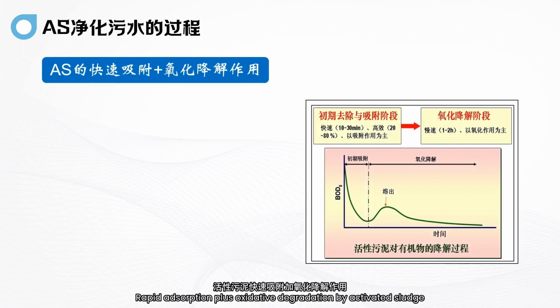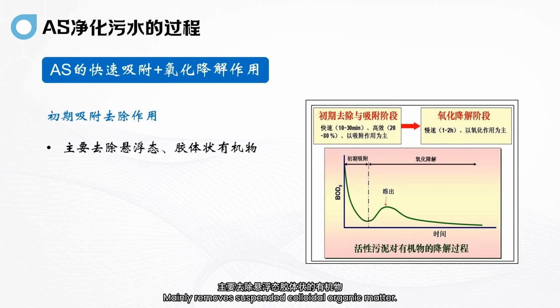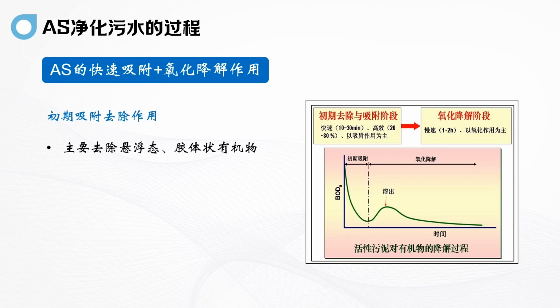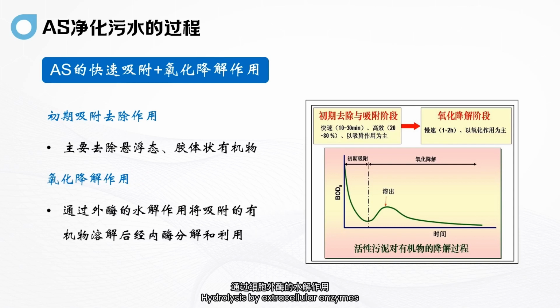Rapid adsorption plus oxidative degradation by activated sludge. From the figure on the right we can see that the degradation process of activated sludge is mainly divided into 2 stages. The first stage is initial adsorption and removal, which mainly removes suspended colloidal organic matter. The second stage is oxidative degradation: hydrolysis by extracellular enzymes dissolves the adsorbed organic matter, which is decomposed and utilized by intracellular enzymes. Through these 2 processes, organic pollutants in wastewater are degraded.